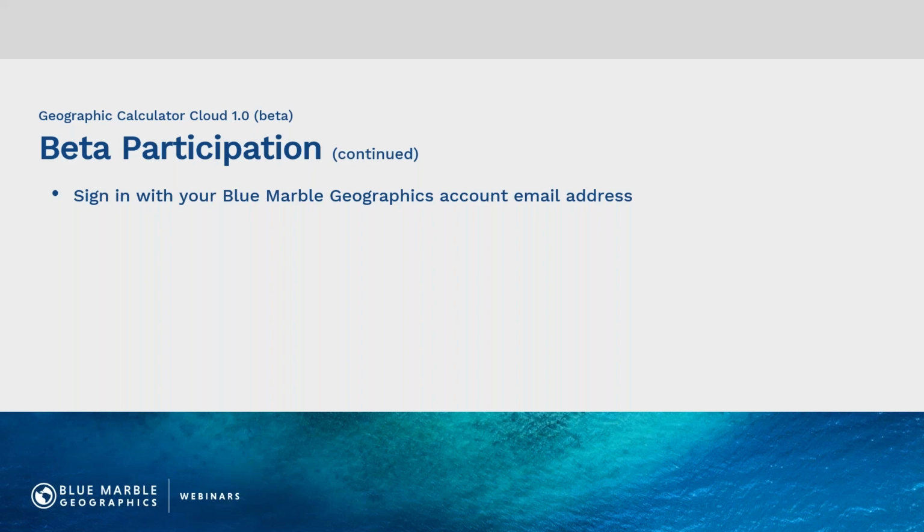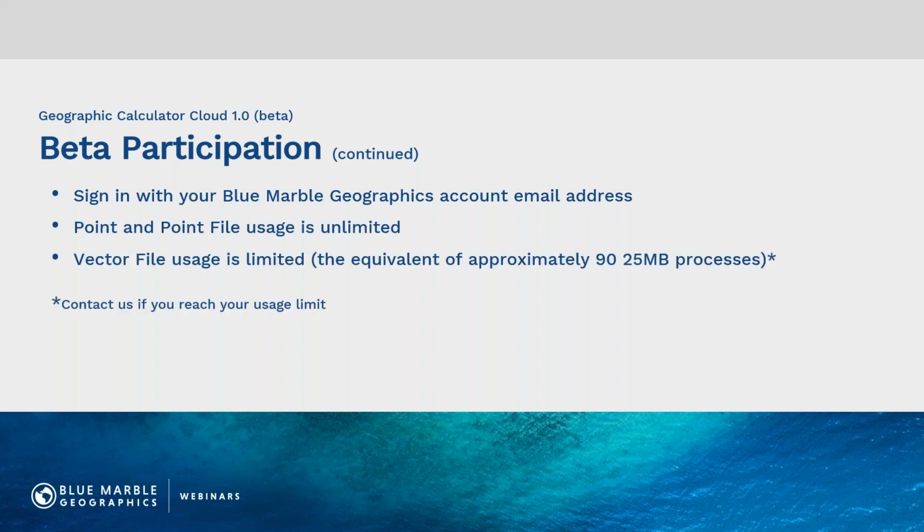Now, as far as the limitations on usage during the beta, the point and point file usage is unlimited. Those are the processes taking place in your browser. But the vector file usage that occurs on the cloud is going to be limited. And we're thinking that your initial limitation would process, just for instance, about 90 25 megabyte files. So quite a few processes can be performed with the basic initial limit.